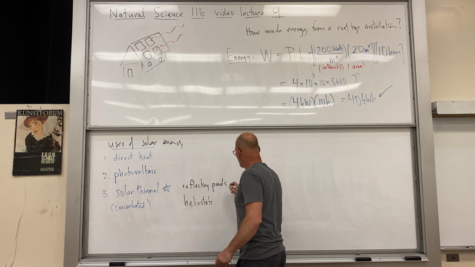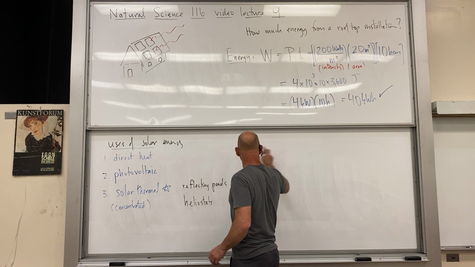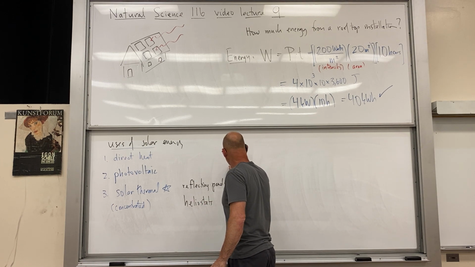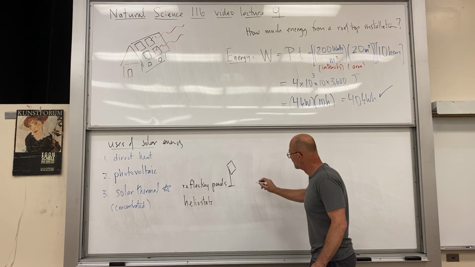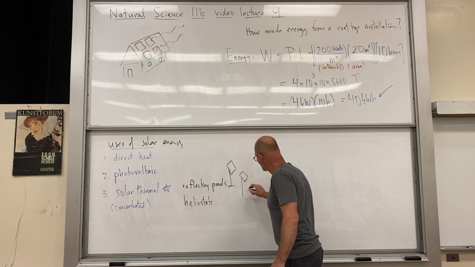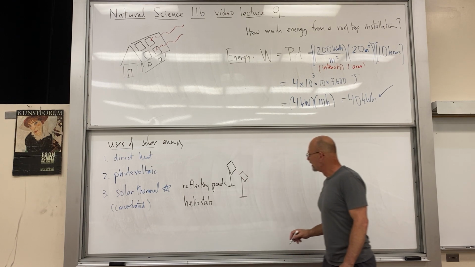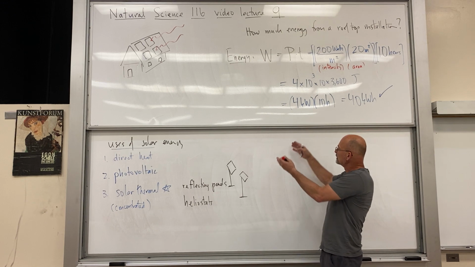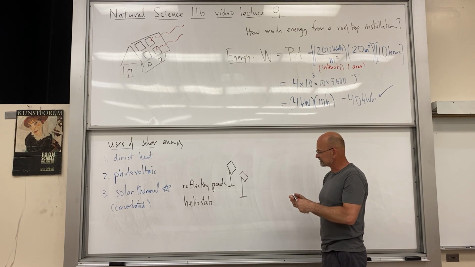So these reflecting panels, there's going to be a lot of board space. See if we can draw them. We've got reflecting panels. They're on a stand, and there are many hundreds of these things, and they reflect the sunlight to what's called a central tower.